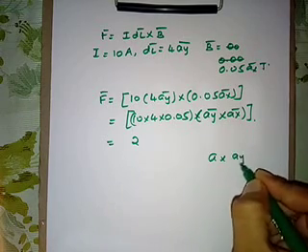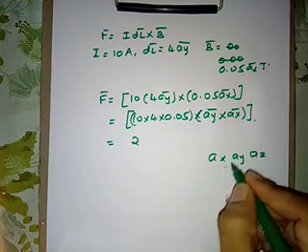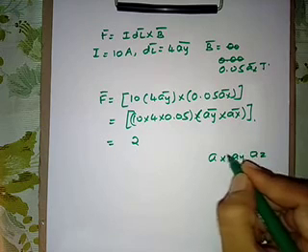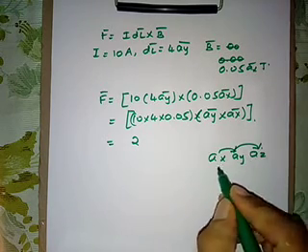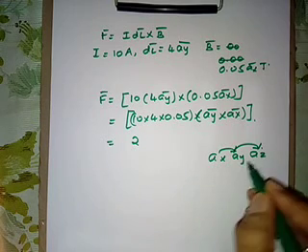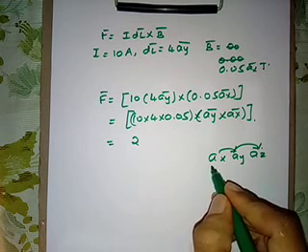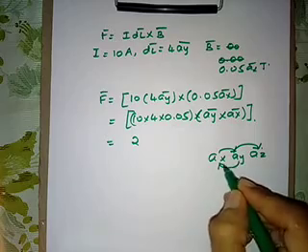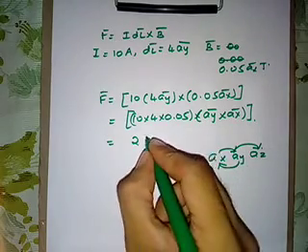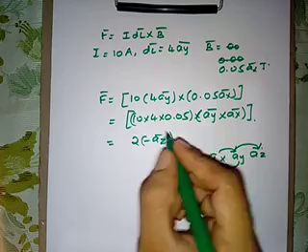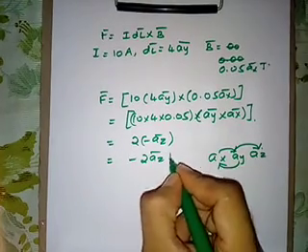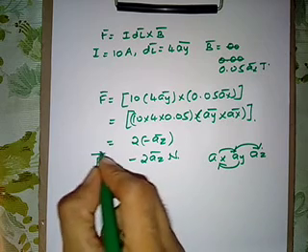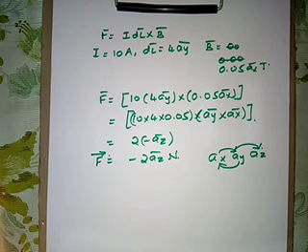AX, AY, AZ, or X, Y, Z: if you go from X to Y, Y to Z, it is cyclic. So AX cross AY gives AZ, and AY cross AZ gives AX. Now it is AY cross AX, which is reverse, so it is minus AZ bar. So the answer is minus 2 AZ bar Newton. This is the force on the conductor. Fine.